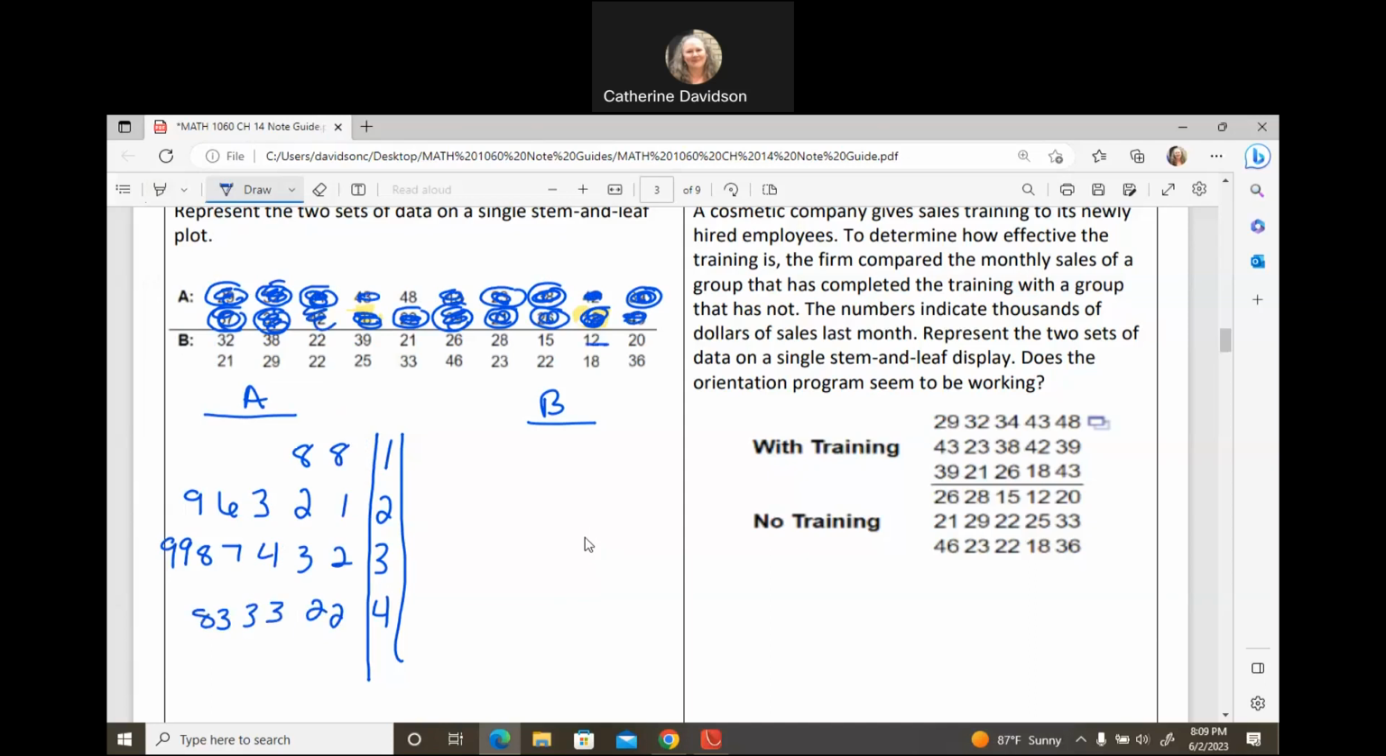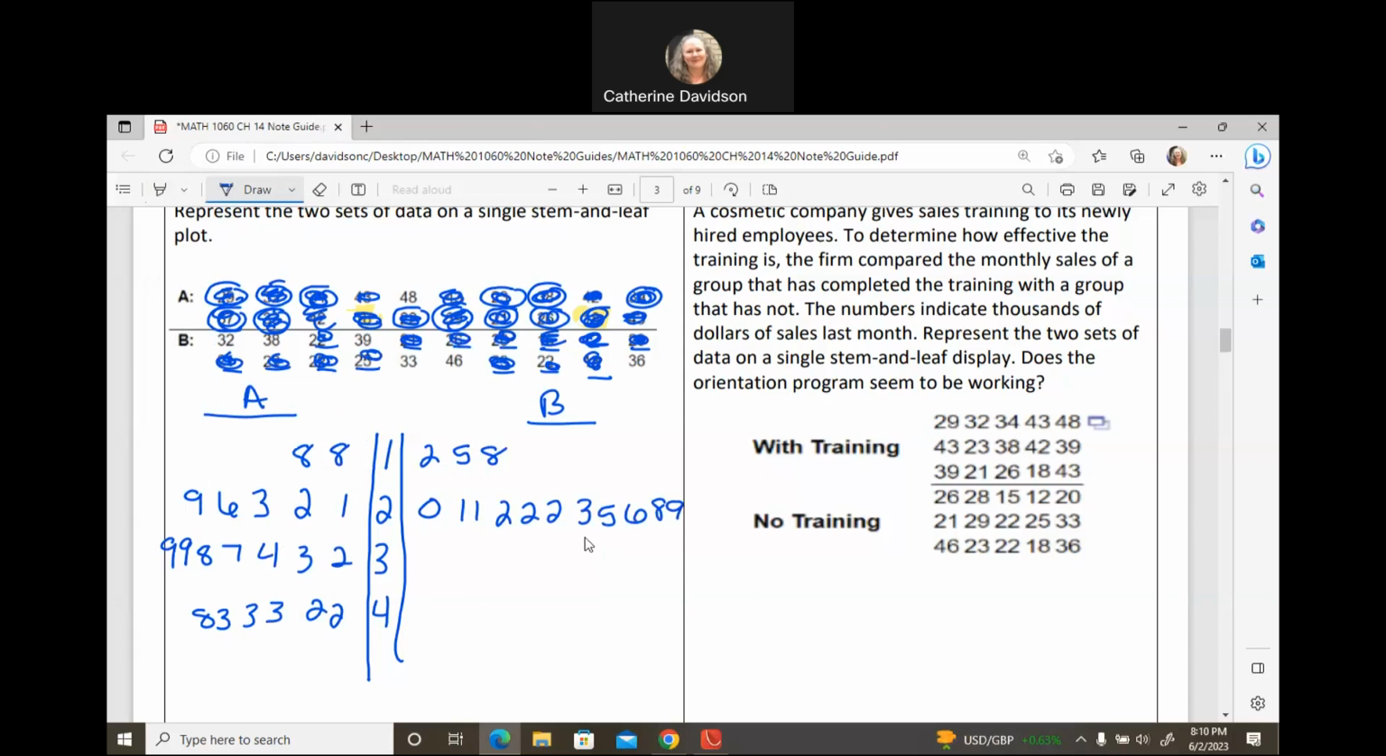We do the same thing for data set B. So 12, 15, and 18, smallest first. Now we're going to look at our 20s. A lot of those. We do have a 20, so a 0. We have two 21s, so we put 1 twice. 3 22s, 23, 25, 26, 28, and a 29.